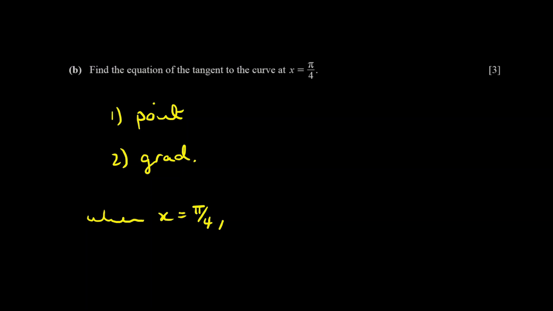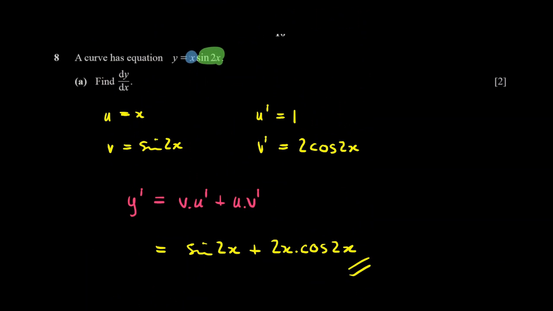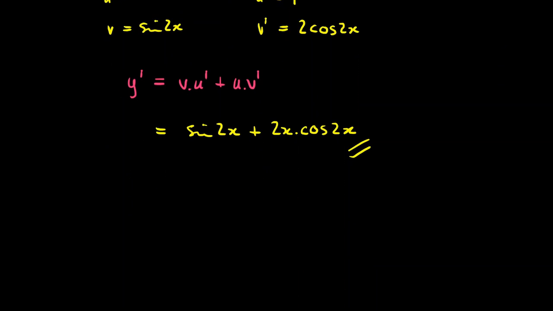All right, part B, we want to find the equation of the tangent to the curve at x equals pi by 4. If we want to find the equation of any line, we need two things. We need a point on that line, and the second thing is the gradient of the line. Now finding the point, we've got the x coordinate, so we need to find the y coordinate, and we do that by substituting into the curve. So when x is equal to pi by 4, y will be equal to, let's go back up, we've got x sine 2x.